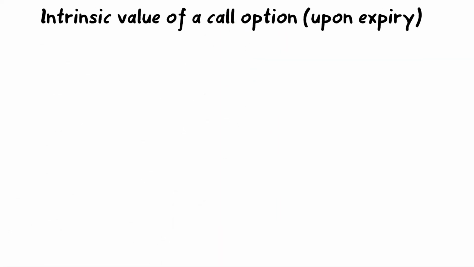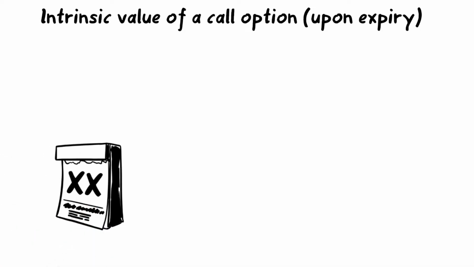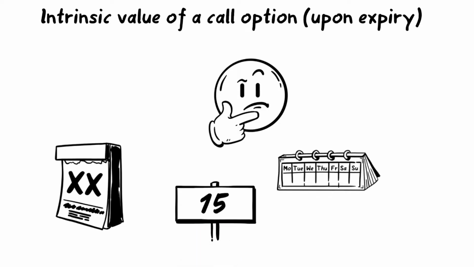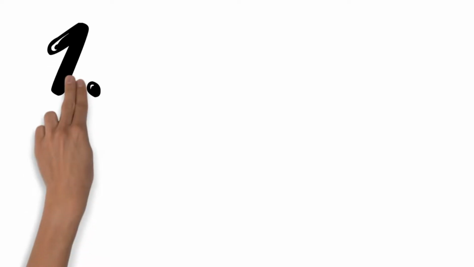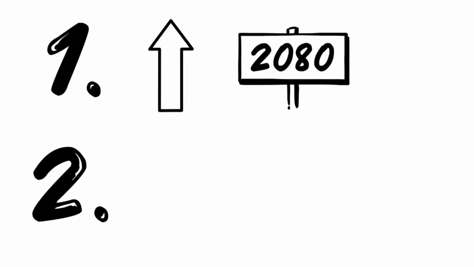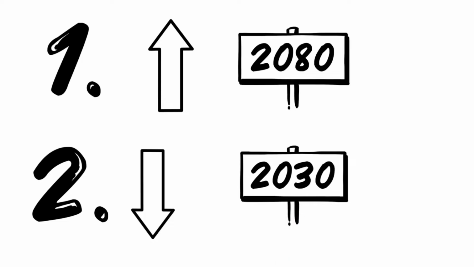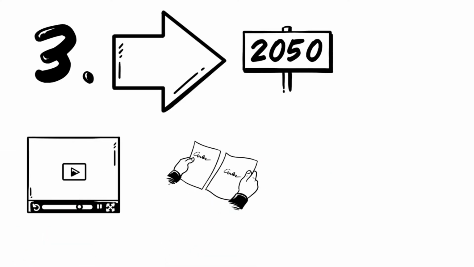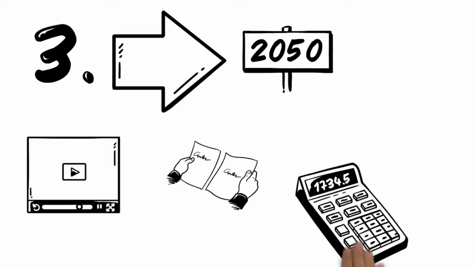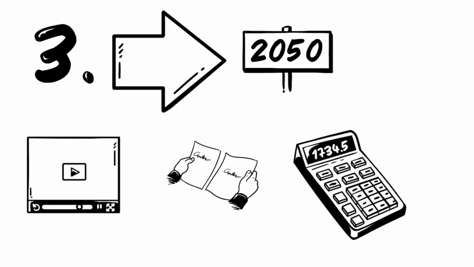Intrinsic value of a call option upon expiry. So what happens to the call option now, considering the expiry is 15 days away? Well, broadly speaking, there are 3 possible scenarios which I suppose you are familiar with by now. Scenario 1, the stock price goes above the strike price, say 2080. Scenario 2, the stock price goes below the strike price, say 2030. Scenario 3, the stock price stays at 2050. The above three scenarios are very similar to the ones we had looked at in video 1. Hence I will also assume that you are familiar with the P&L calculation at the specific value of the spot in the given scenarios above. If not, I would suggest you read through video 1 again.